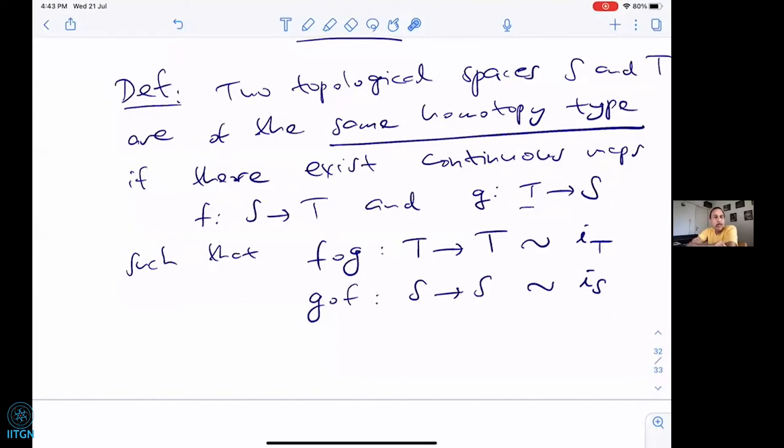So if we want to say it in words, we say that there exist maps between the two spaces such that if I go from one to the other and back to the first, then I get a map which is in the same homotopy class as the identity map defined on the first space. And then the same thing is true if I start with the other map, come back and go forward, and then that composition is also homotopic to the identity map.